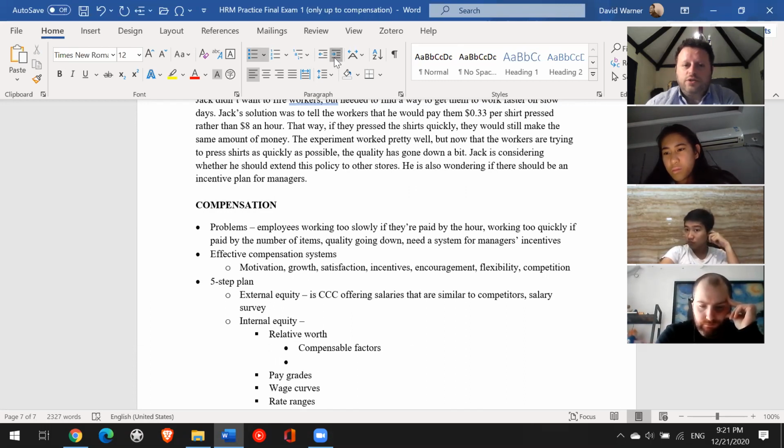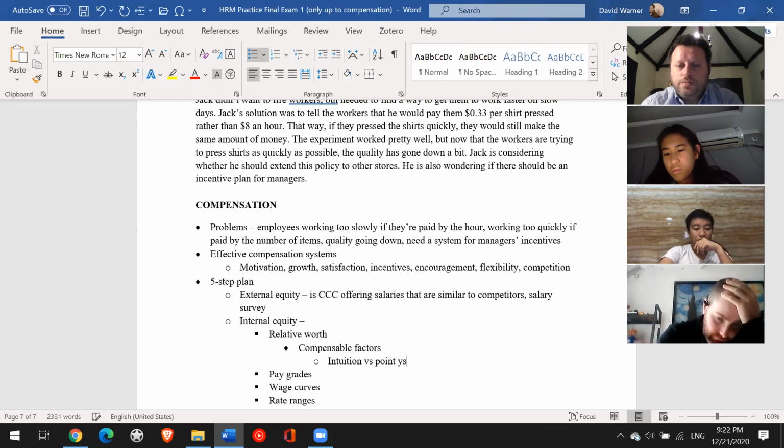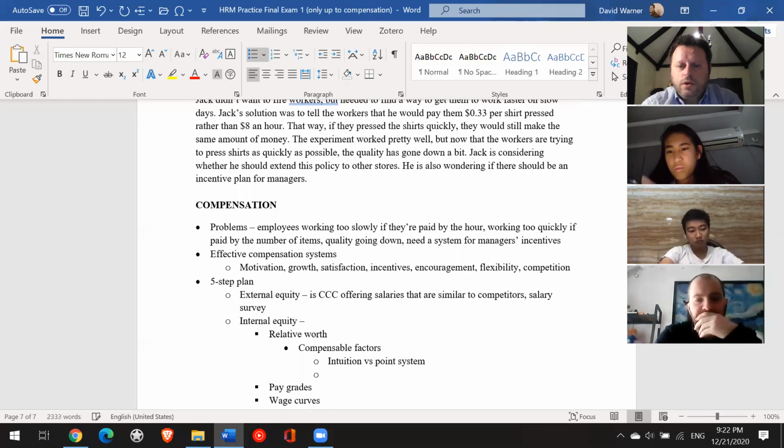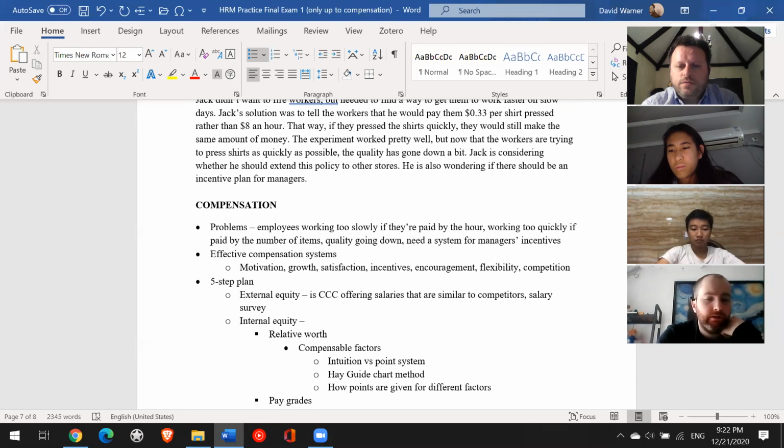For compensable factors, you need to understand the difference between using intuition versus the point system. You need to understand the Hay chart. I think it's called the Hay guide chart method. You need to understand how points are given for different factors. Any question on that?